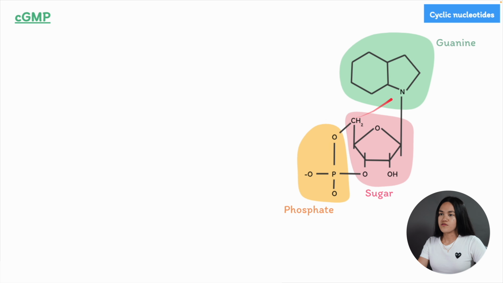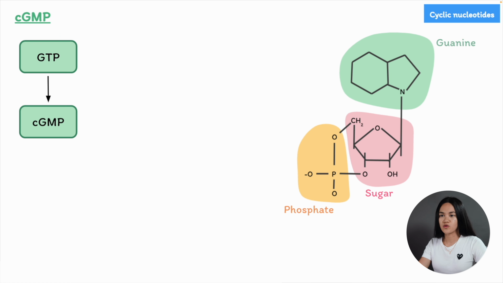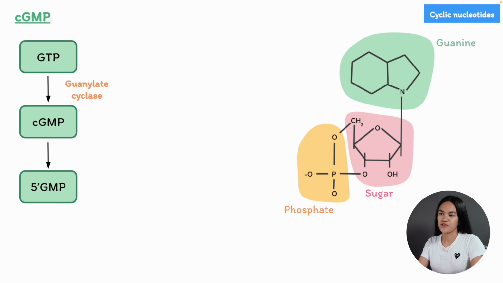Look at the structure of cyclic GMP on the right here with its building blocks. We have a nucleotide base, a sugar, and a phosphate. Cyclic GMP forms from its precursor, guanosine triphosphate, GTP, thanks to an enzyme called guanylate cyclase. Once the cyclic GMP is formed, it can then be broken down to guanosine monophosphate.